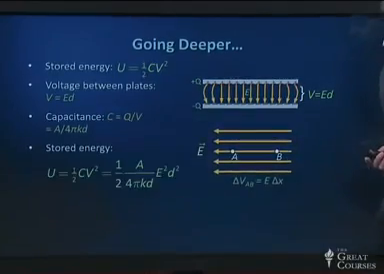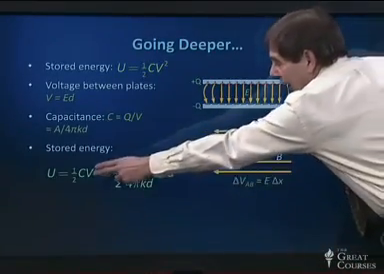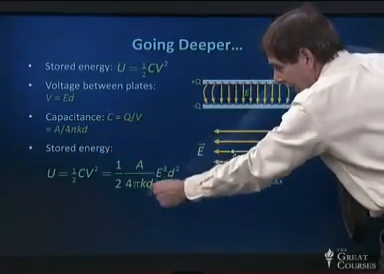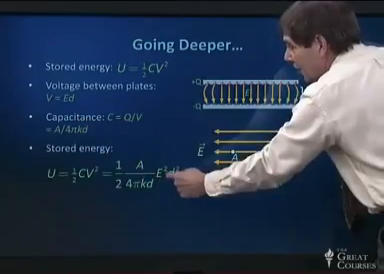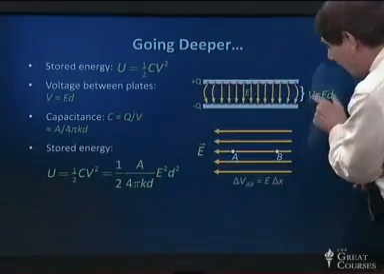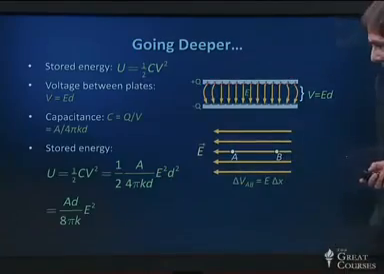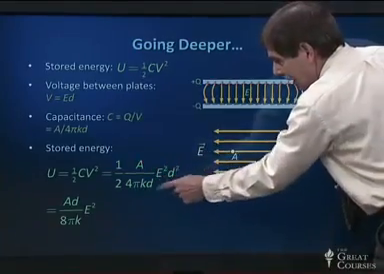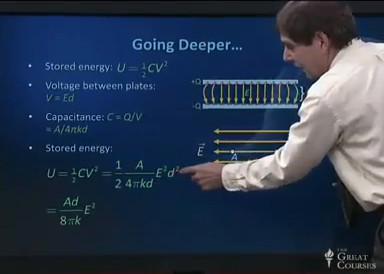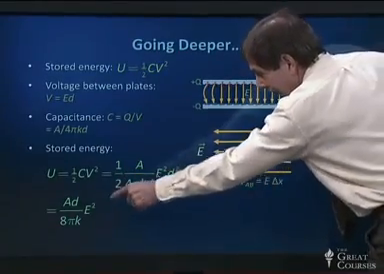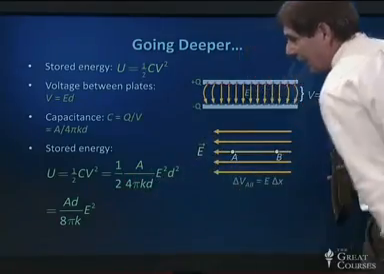So let's rewrite the stored energy. It's 1/2 CV squared. Here's my C, A over 4 pi k d, so there's C. Here's V. V is E times d, so it's E squared times d squared. And let me work on that a little bit. That is A times d. We've got 1 d downstairs, canceling one of the d's upstairs. So we've got 1 d left upstairs. We've got the E squared, and we've got 2 and 4, and that's 8 pi k.